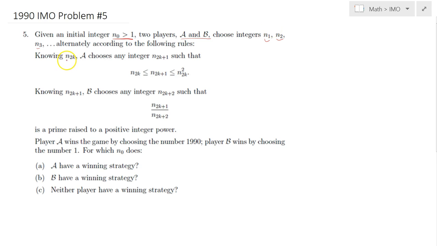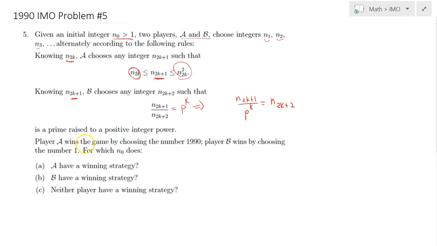Knowing the previous number, A can choose any number between that given number and its square. So A can choose any number in that range, versus B can choose any number n sub 2k plus 2, knowing the previous number, such that it will make this fraction a power of a prime, a positive integer power of a prime. So that's what B can choose.